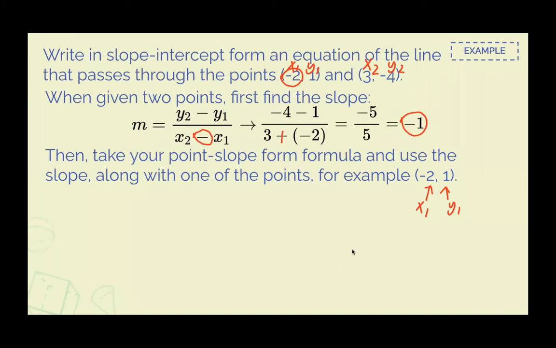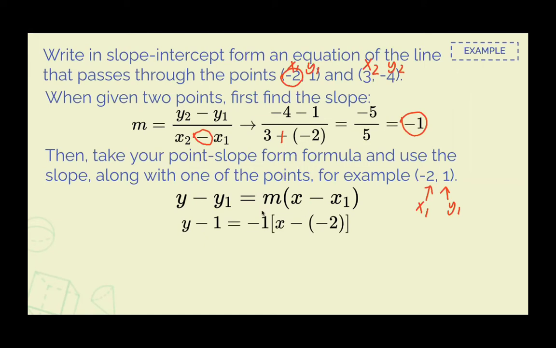So now that you know what you're going to plug in, lay out your point slope form formula and then plug it in. So y minus y1, which is 1, will equal our slope -1 times x minus x1, which is -2. So you're left with -1 times x minus -2. You can simplify this portion to -1 times x plus 2. And now that you have it in point slope form, you can start making it into slope-intercept form.